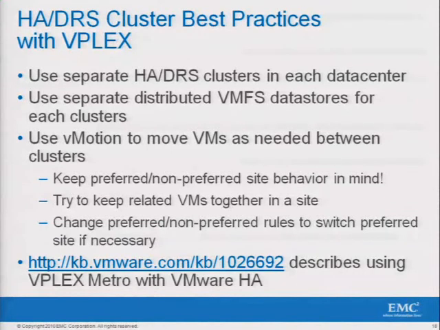So you have a group of VMs, you move them from Site A, you do a long-distance vMotion over to Site B in that cluster, then you can always change that rule to then make that site the preferred site for that particular volume. This is the KB article I recommended that you write down, okay, 102.6692.